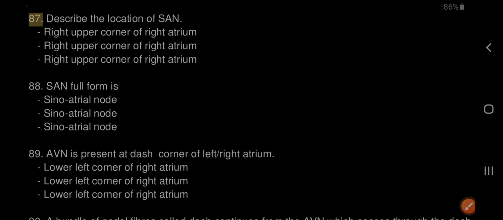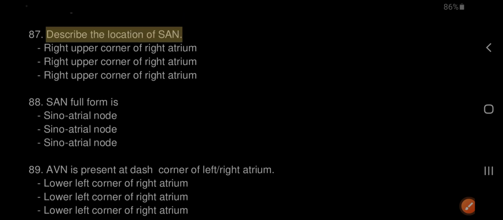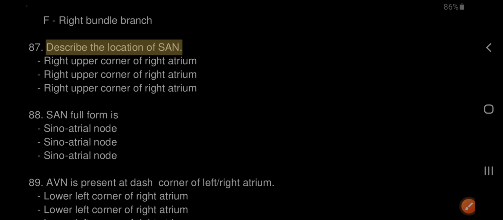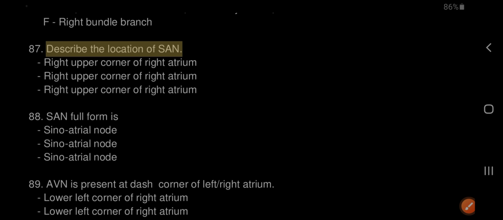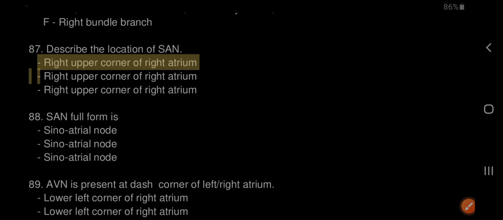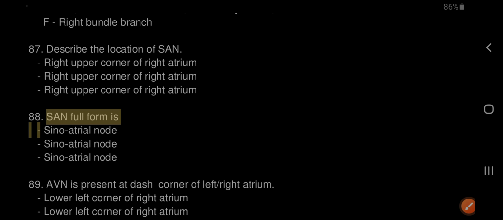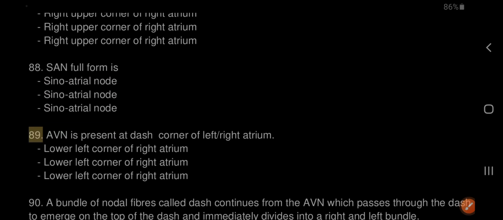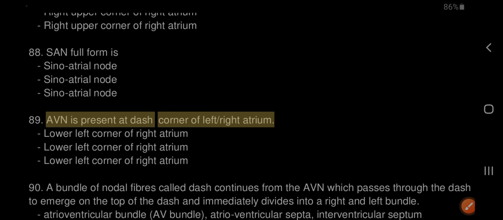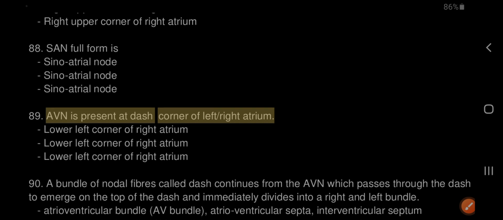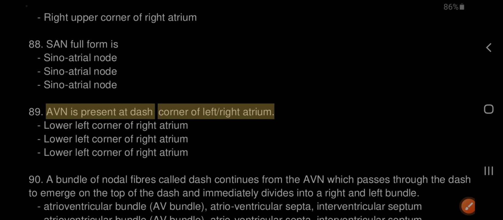87. Describe the location of SAN. Right upper corner of right atrium. 88. SAN full form is sinoatrial node. 89. AVN is present at dash corner of left, right atrium. Lower left corner of right atrium.